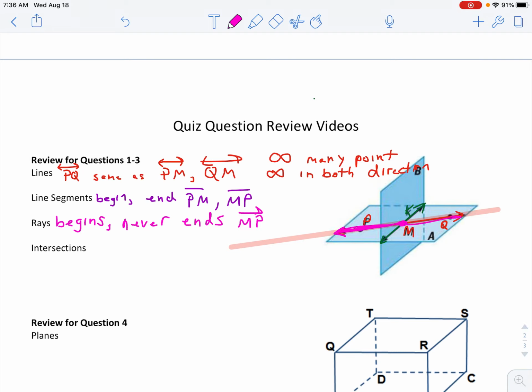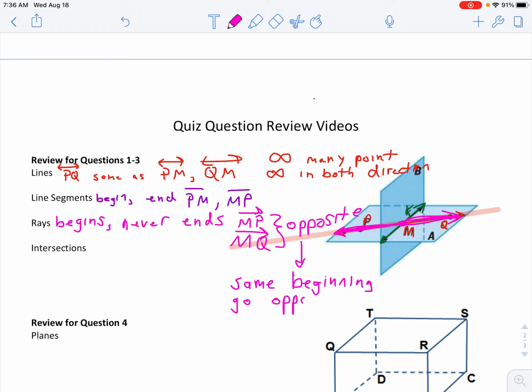So looking in this direction, we also have ray MQ, and these are actually opposite rays. All right, why are they opposite rays? Same beginning, go opposite directions. So basically opposite rays form just an entire line. All right, they have to have the same beginning, they have to go opposite directions.